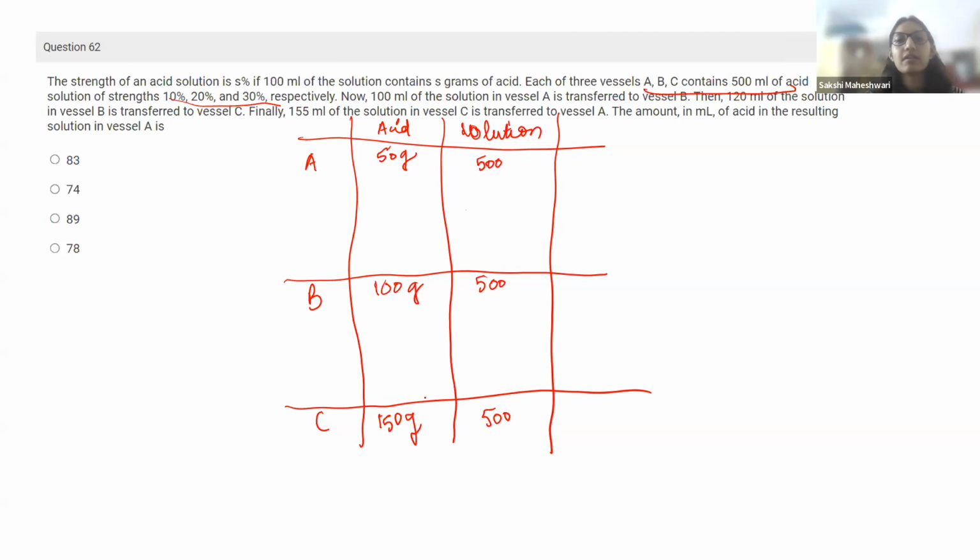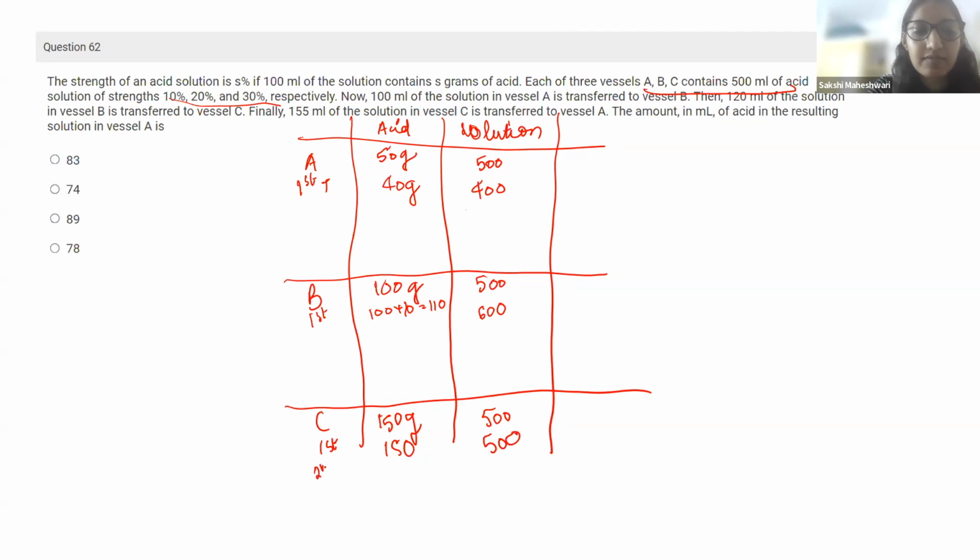Okay. Now for the first transfer, 100 ml of solution in vessel A is transferred to vessel B. So this becomes 400 ml and this becomes 600 ml. So it will have the same proportion, but for this it will be 100 plus 10. Since 10 grams got transferred, so this will be 110. Then for the second transfer, after the first transfer, this remains as it is.